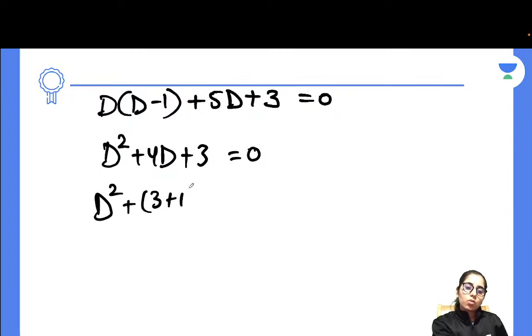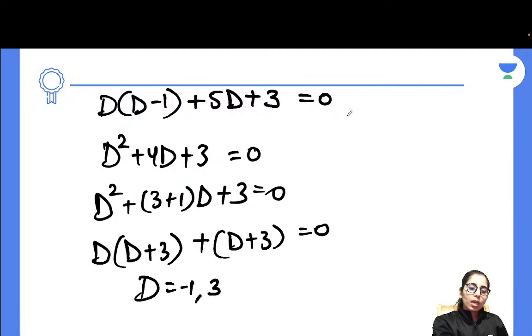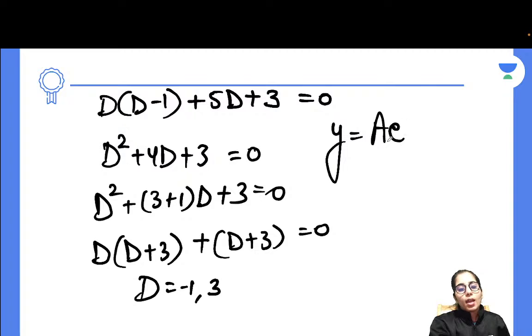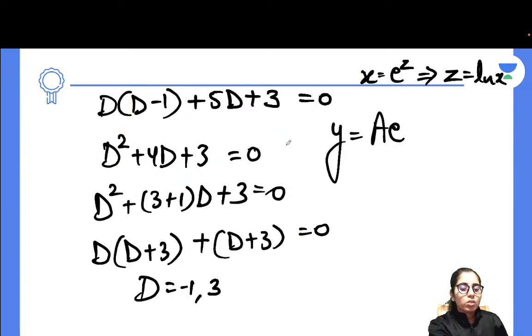So you can write it to be 3 plus 1 D and 3 equal to 0, which will give you D common D plus 1, and then plus 3 times D plus 1 equal to 0. You are getting D equal to negative 1 and negative 3, which are real and unequal values. Hence your solution will be y is equal to A e to the power m1z. Now what is this z? Actually we consider x is equal to e to the power z, and then you will get z is equal to log x. Because this capital D is nothing but d by dz, that's how we relate it with the given terms in the equation. So A e to the power negative z plus, because m1 is negative 1, B e to the power m2z, that is negative 3z, and z is nothing but the log x.